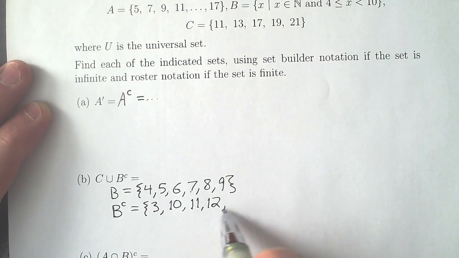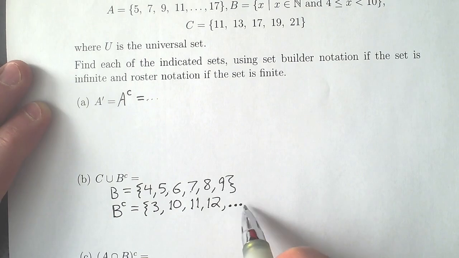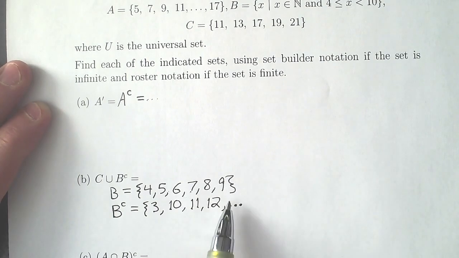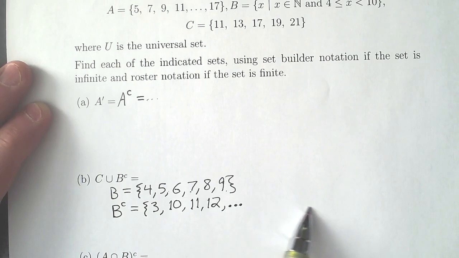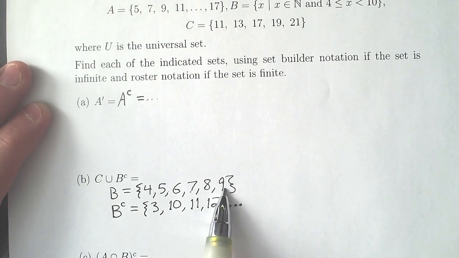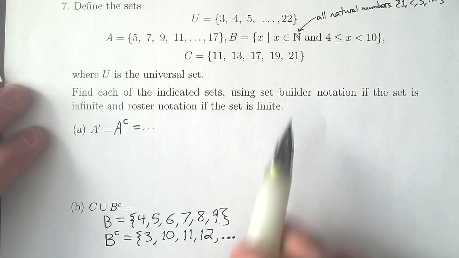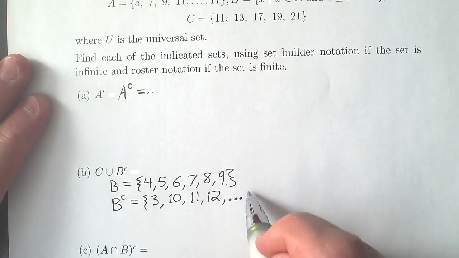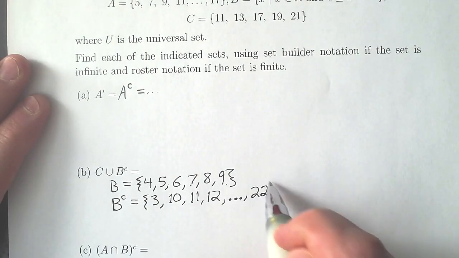And at some point, I'll switch to writing dots because I can tell that we're going to be writing these for a while if we write them all out. But this does stop somewhere, right? I mean, U goes up to 22. So let's say this goes up to 22.